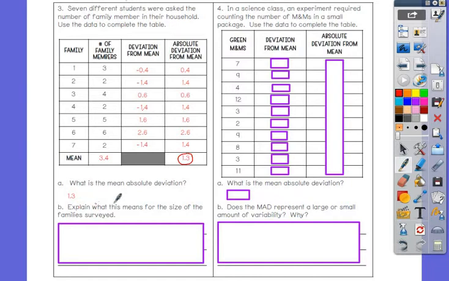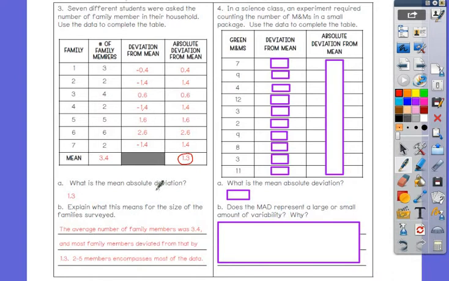It says to explain what this means for the size of families surveyed. The average number of family members was 3.4, and most family members deviated from that by 1.3. So 2 to 5 members encompasses most of the data.